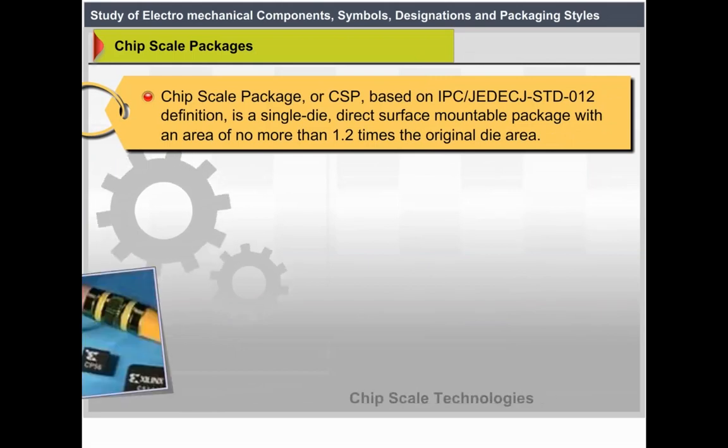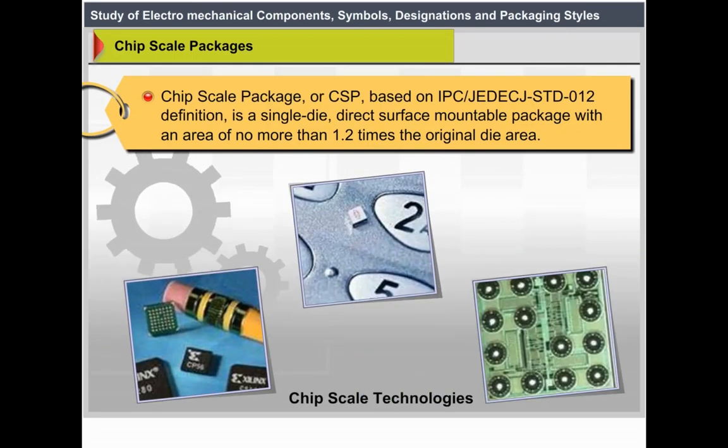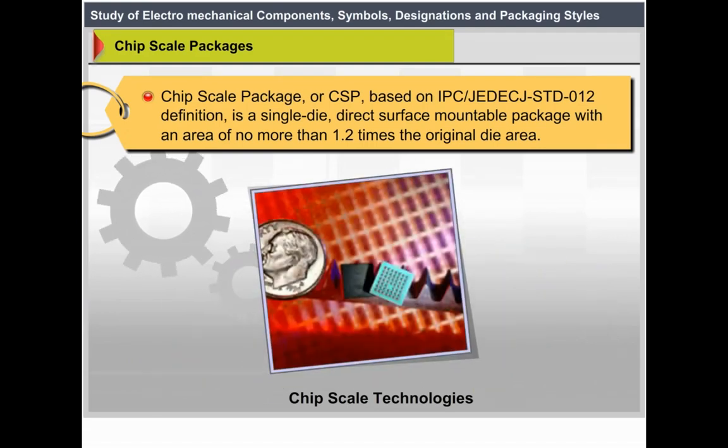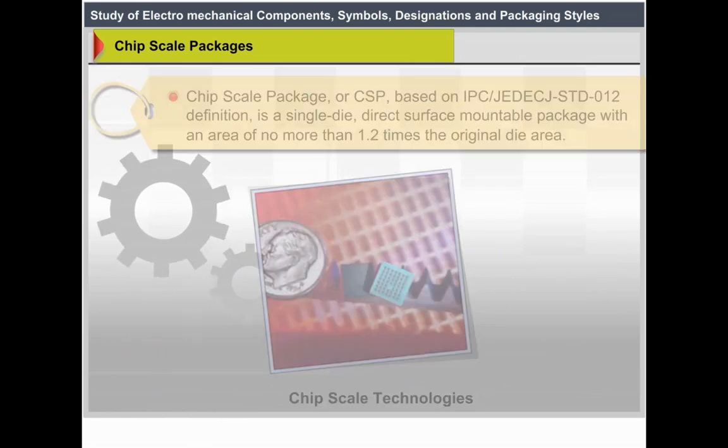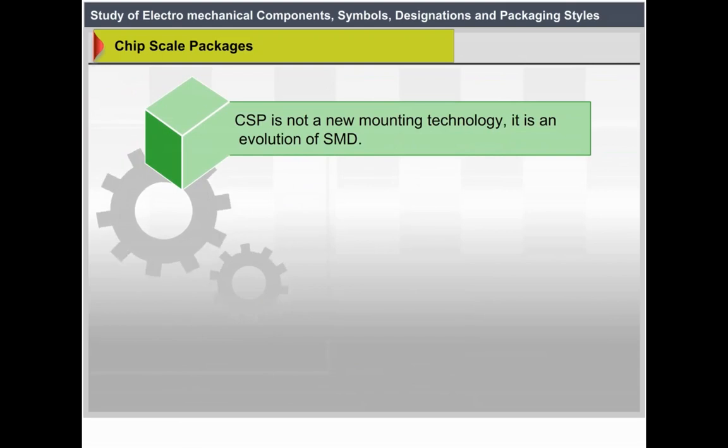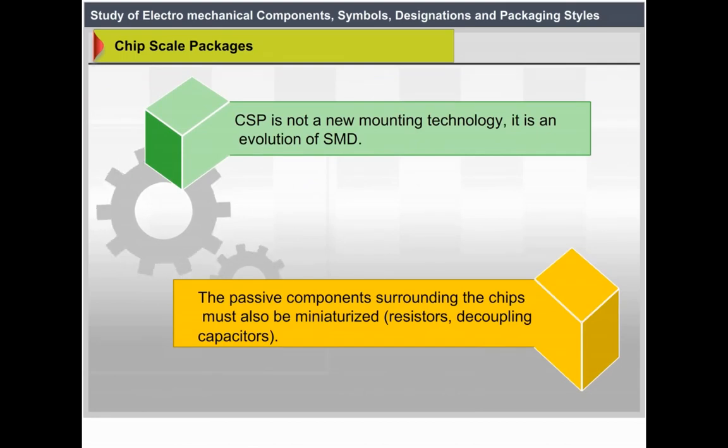Chip scale packages. Chip scale packages, or CSP, based on the IPC/JEDEC J-STD-012 definition, is a single die direct surface mountable package with an area of no more than 1.2 times the original die area. Chip scale technology is shown in the figure. CSP is not a new mounting technology. It is an evolution of SMD. The passive components surrounding the chip must also be miniaturized: resistors, decoupling capacitors.